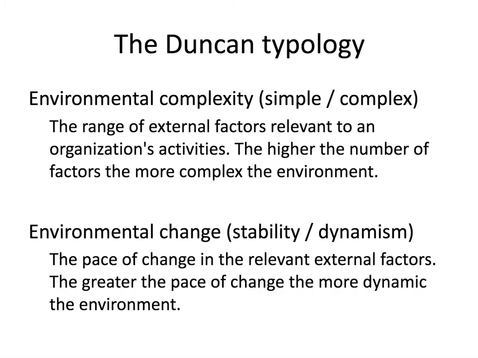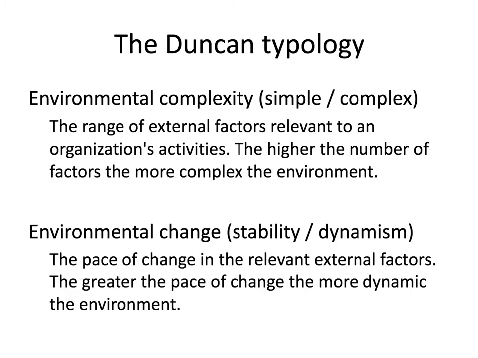We have the level of complexity in the environment, so you can have simple environments where there's only a few factors in the environment that might affect the organisation, and they're relatively simple to see what happens. And then you can have complex environments where the factors in the environment are all interrelated with each other, so it becomes much harder to trace a line from a change in the environment into an organisational response. And then the other axis on the Duncan typology is the level of change. So Duncan says there are some environments which are pretty stable, where actually the relevant factors to the organisation aren't changing that much.